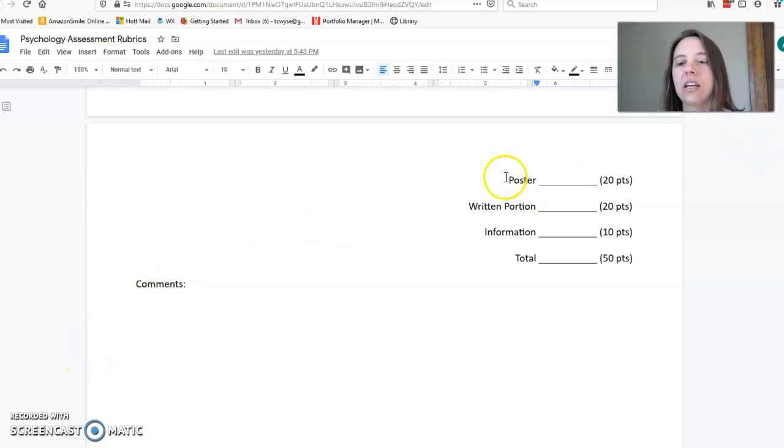And then looking here, the poster is going to be worth 20 points. The written portion is going to be worth 20 points. Filling out your information portfolio table is 10, for a total of 50 points for our psychology assessment.